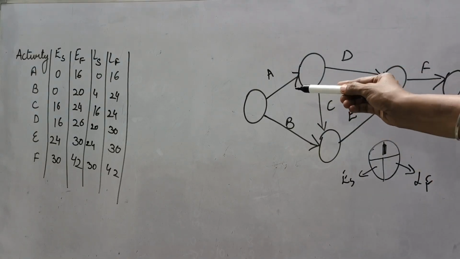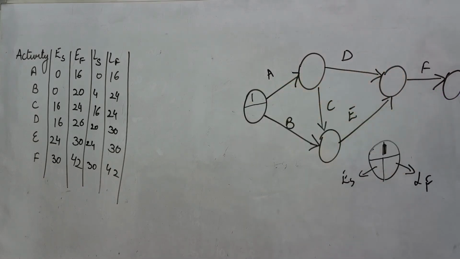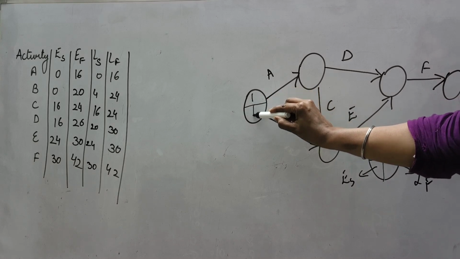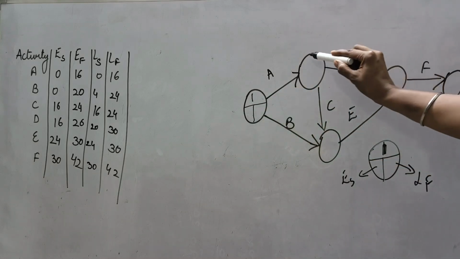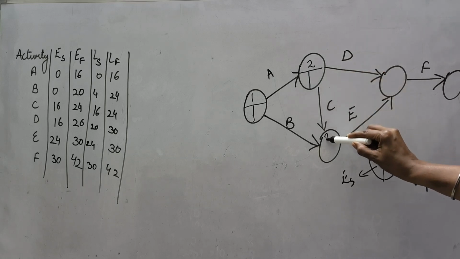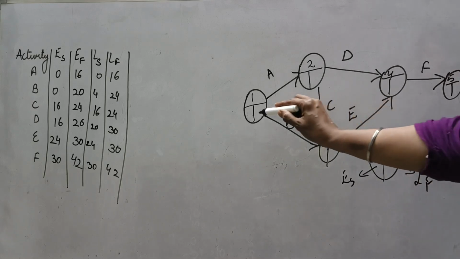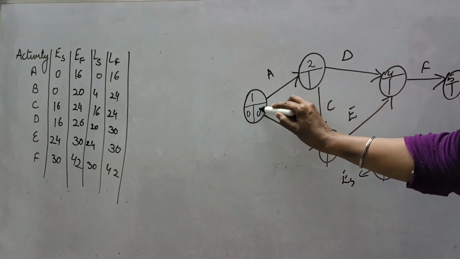So for now, this is our first node, and here we are going to write 1, and below we will be dividing it in 2 parts. Likewise, this was 2, like this was our 3, like this was our 4, and last was our 5. So for the first, earliest start will always be equal to 0, and earliest finish also will always be equal to 0.